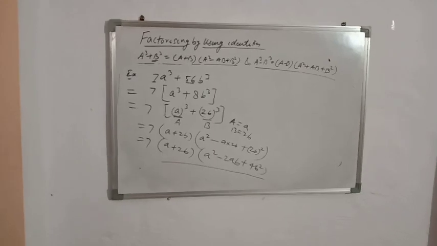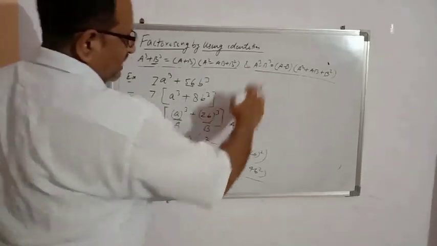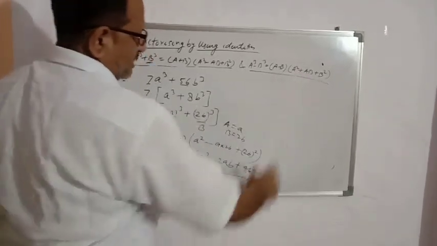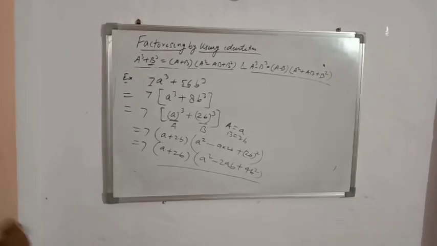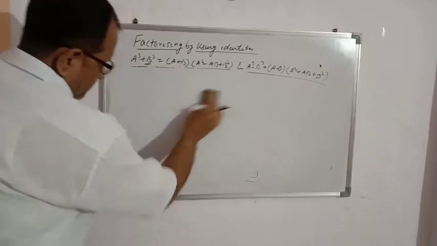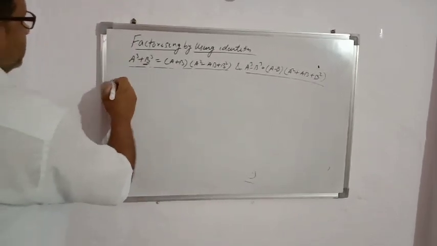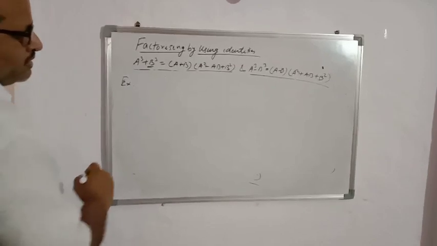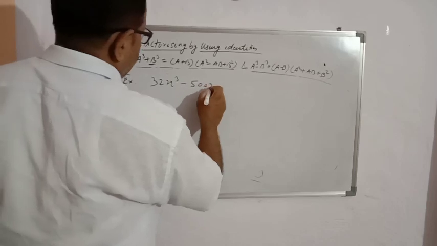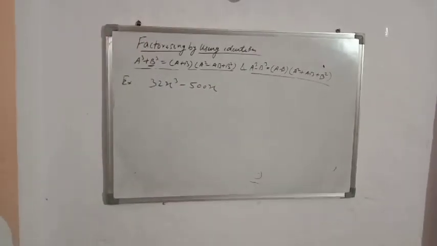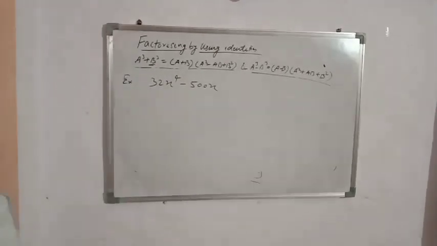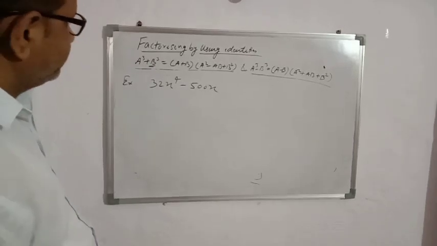Now we will see one more example in which we will apply the identity a cube minus b cube is equal to a minus b in one bracket into a square plus ab plus b square. So see the next question. Next example, 32x to the power 4 minus 500x.